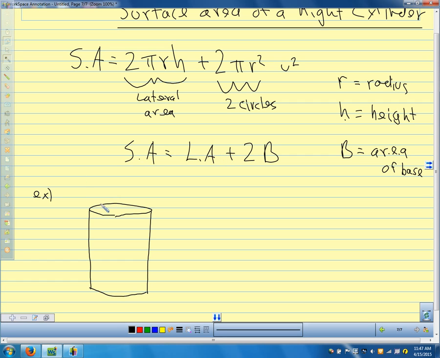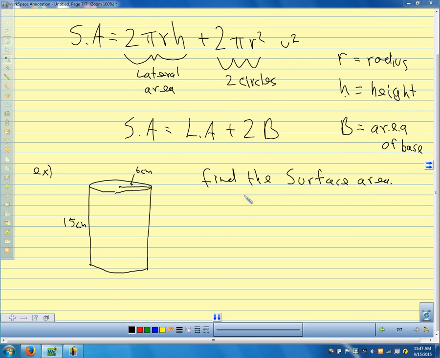So here's my right cylinder, and I'm going to say the radius here is 6 centimeters, and this is 15 centimeters. And I want to find the surface area. So I'm just going to plug my numbers into my formula. Cylinders are nice because they're not very complicated. There's less to them.